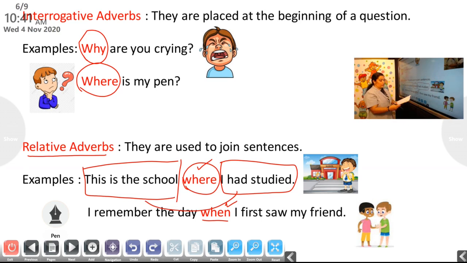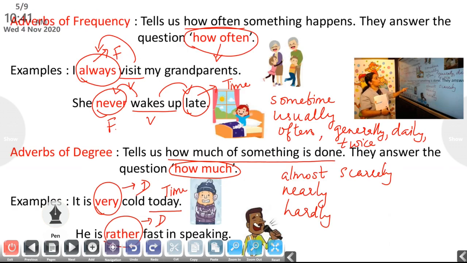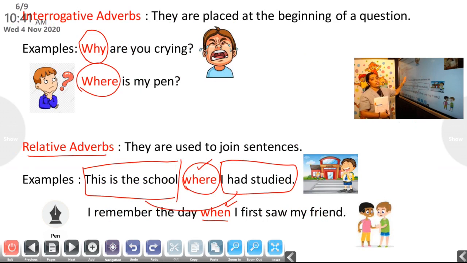So we have learned first one, adverb of manner. Which question word will you ask? How. Then adverb of place, you will ask the question word where. Adverb of time, you will ask the question word when. Then adverb of frequency, you will ask how often. Then adverb of degree, you ask how much. And the last two, interrogative adverb and relative adverb. Don't get confused with these two. These are easy to find out, isn't it?